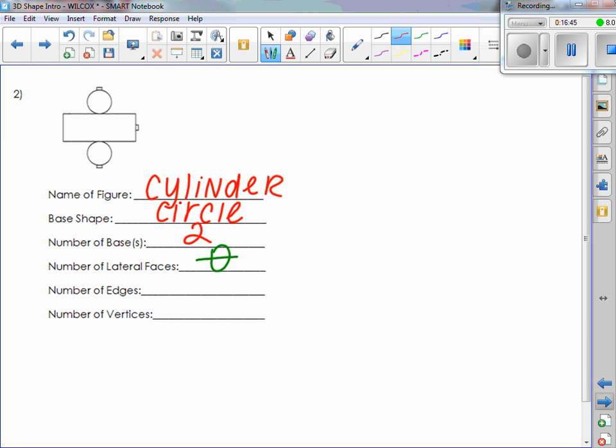How many edges? 0 again. If I were to make this actual cylinder, it has no straight edges. Everything is a curved surface. Everything is circular. Again, vertices, 0. This cylinder does not have any points. Everything is curved. And you don't have to put your slashes through. You can just write them normal zeros if you want.